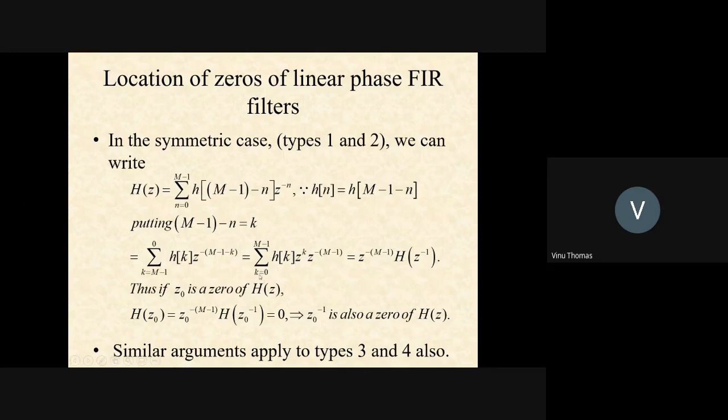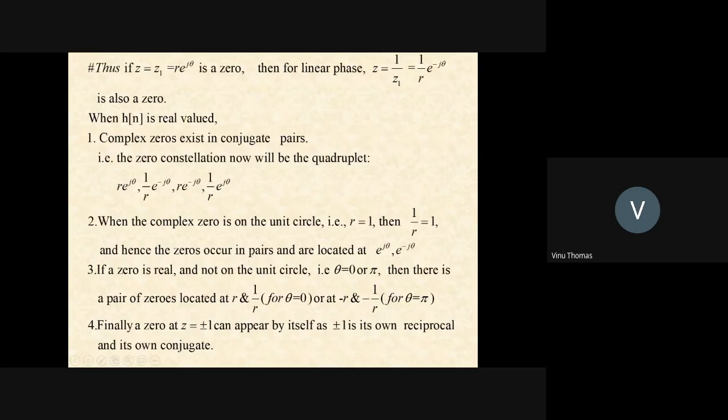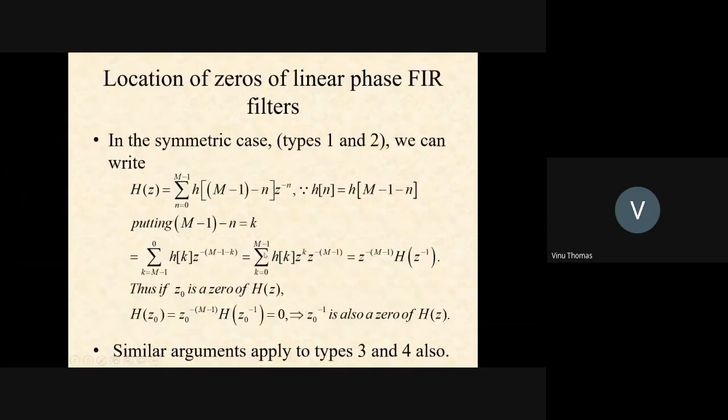So this becomes the sum from k = 0 to M minus 1 of h(k). I'll expand this as z raised to k into z raised to minus (M minus 1). Since the summation is over k, I will take z raised to minus (M minus 1) outside. So what will remain is the sum from k = 0 to M minus 1 of h(k) z raised to k.